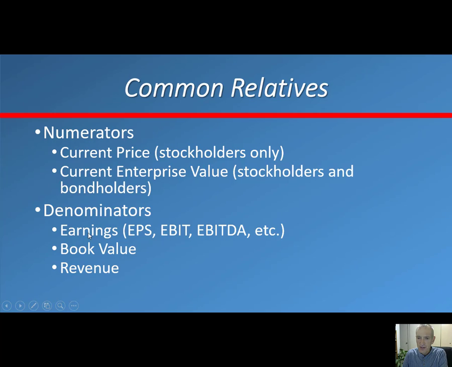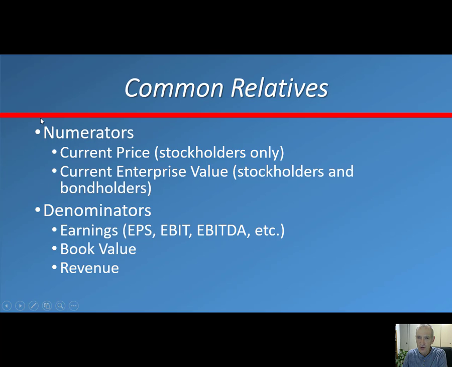Your denominators, the most common are earnings, earnings per share, earnings before interest and taxes, earnings before interest, taxes, depreciation, and amortization. Those are the three most common ones. There's one other one called the PEG ratio we'll talk a little bit about here. Book value, that's just the net worth of the firm, assets minus liabilities, and then revenue. So those are our choices.